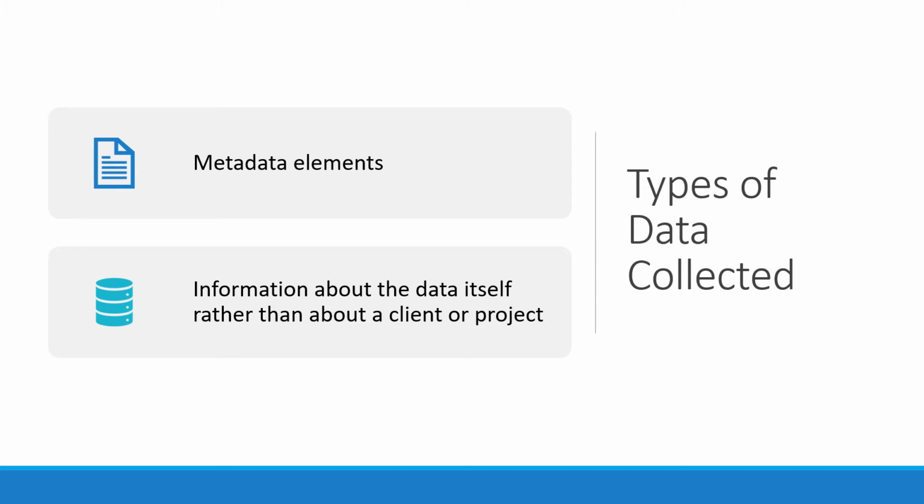And the last type of data elements we'll discuss are metadata elements, which simply put is data about data. So metadata elements are information about the data itself rather than about clients served or programs. So these include when the data was collected, when it was entered into HMIS, who entered the data, what project it was for. These elements are used to facilitate reporting and to provide an audit trail.